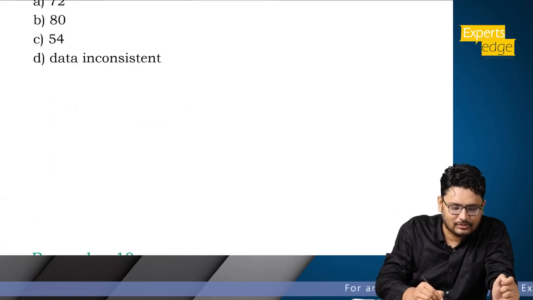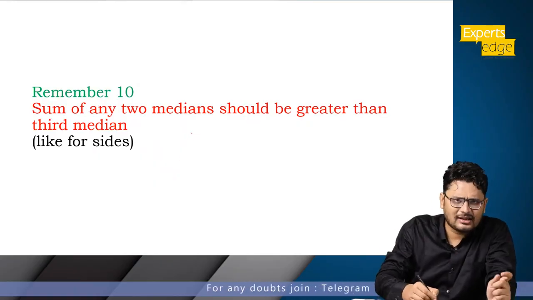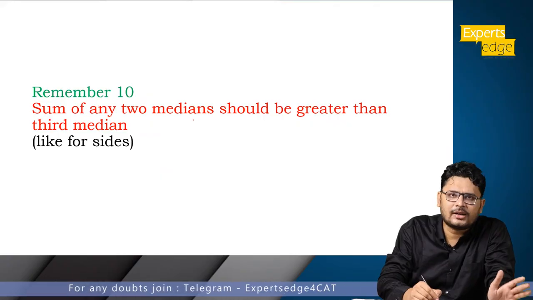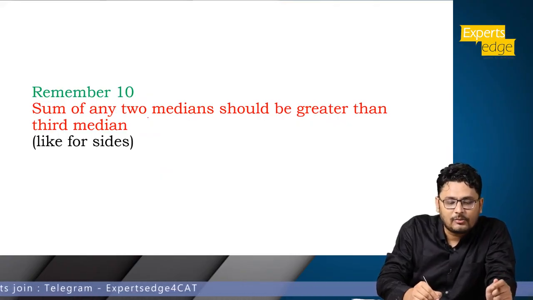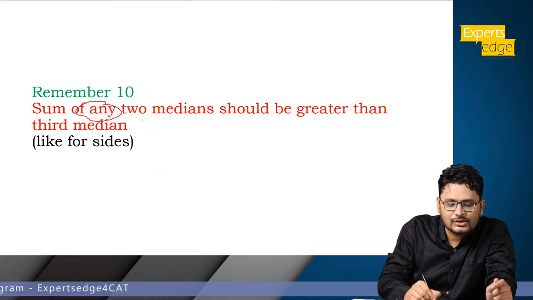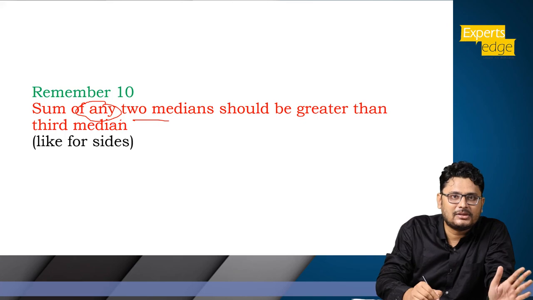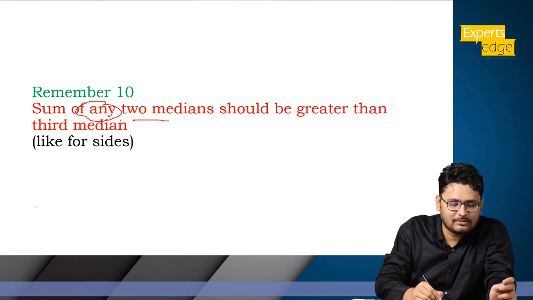Remember the last property, for sides, that we did: the sum of any two sides has to be greater than the third side. The same relation goes for the medians, right? The sum of any two medians has to be greater than the third median. Okay, so please remember this. For the triangle to form, the sum of any two medians has to be greater than the third median.